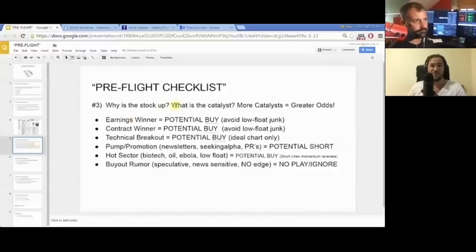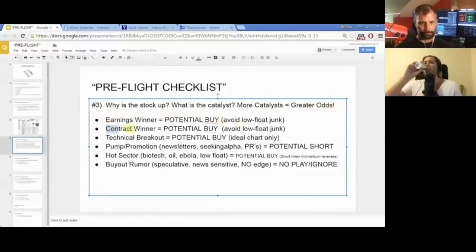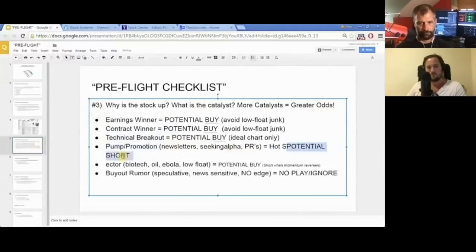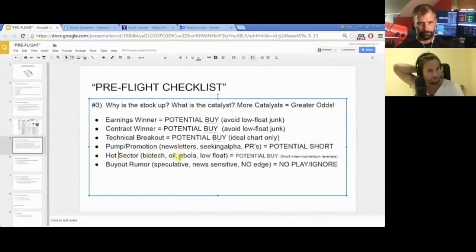Next clip. So let's talk about why the stock's up. What is the catalyst? Obviously, more catalyst equals greater odds of the stock spiking. Earnings winners are potential buys. We know that contract winners are also potential buys. Technical breakouts are a catalyst in and of itself. Then we also have pumps, promotion, newsletters or Seeking Alpha. We talked about hot sectors earlier: biotechs, oil, Ebola, low float. All of these are hot sectors. They can be potential buys.